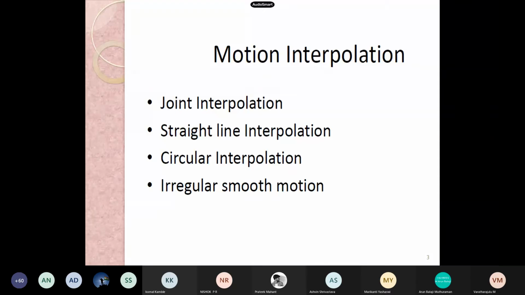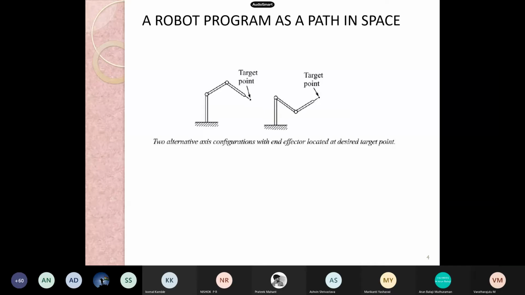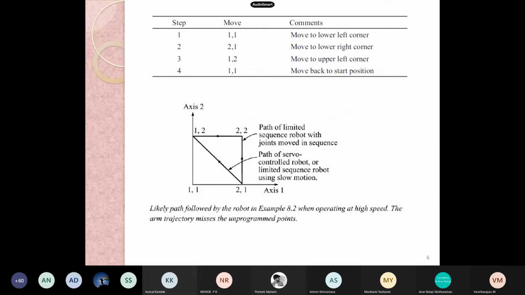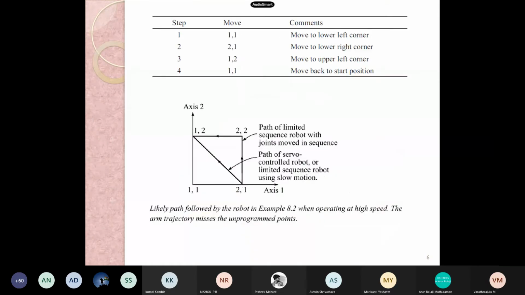And this is what the contents are related to: introducing the lead through method, and a point in space, how we are trying to move the points from one place to the required or desired place in order to pick or place, or in order to perform certain tasks like spray painting or welding. This is the example which we discussed during the last lecture.